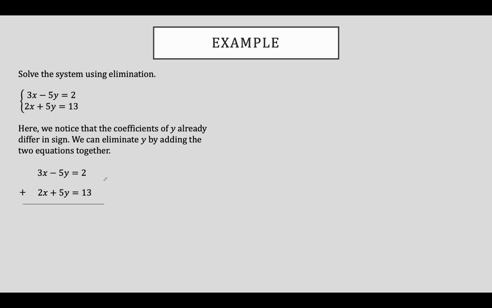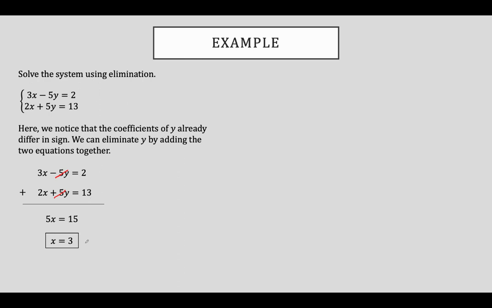3x minus 5y equals 2, plus 2x plus 5y is equal to 13. It's easiest just to add these two equations vertically. Notice 3x plus 2x gives me 5x. My y's are going to add to 0. 2 plus 13 is going to give me 15. We end up with 5x is equal to 15. Dividing both sides by 5 gives us x is equal to 3.